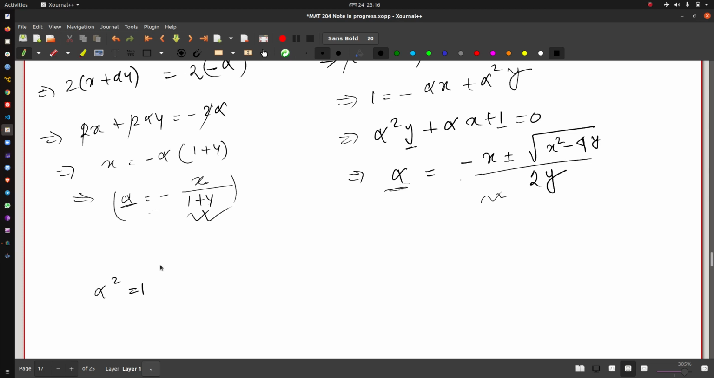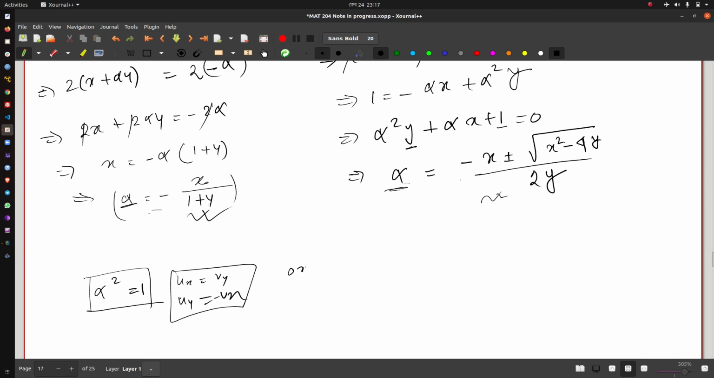That means if your alpha square equals to 1, only then these Cauchy-Riemann conditions, ux equals to vy and uy equals to minus vx, both of them are satisfied simultaneously, or whenever x plus minus y is equals to minus plus 1. That means x plus y equals to minus 1 and x minus y is equals to plus 1. If you take points in these two lines, only then they are satisfied. Otherwise, the Cauchy-Riemann conditions are not getting satisfied.